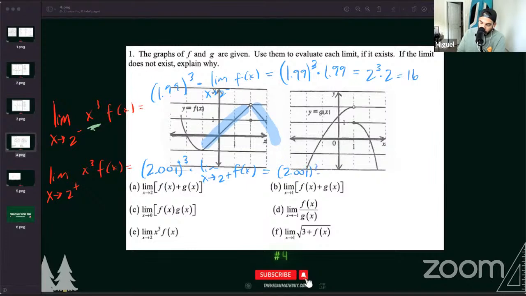2.001 cubed times 1.99. And again, it looks like that's about the same value. It's about 16. Okay, so then the limit from the left and the limit from the right is approaching the same value. Therefore, for part E, there on the bottom, we can say that our limit is going to be 16.